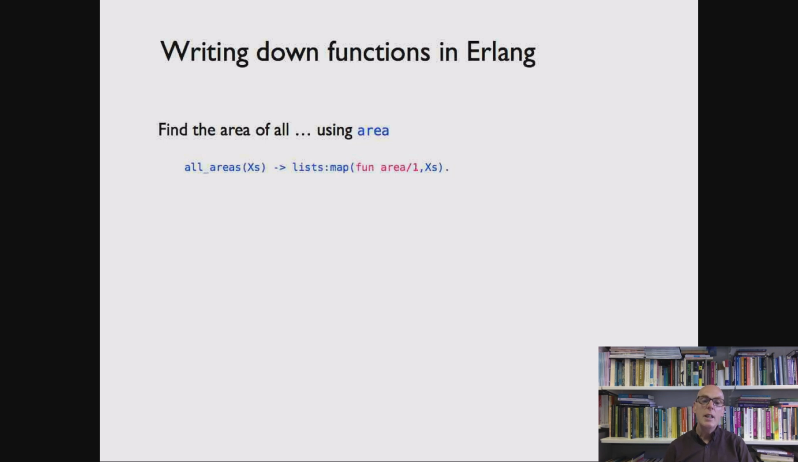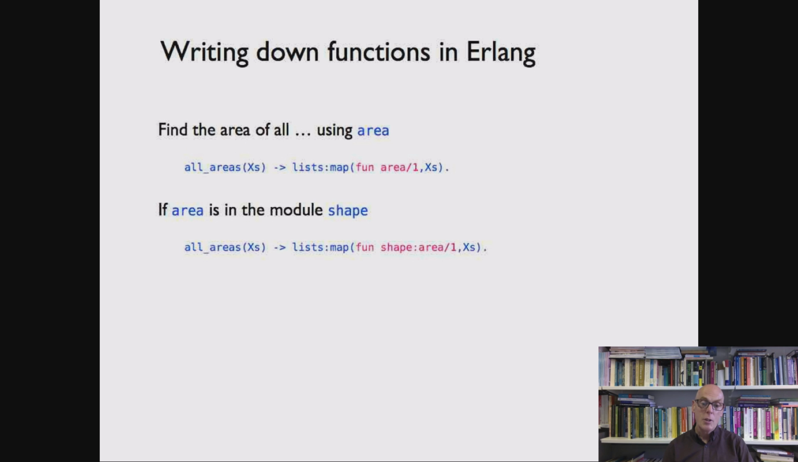So here we see an example of how to define the all areas function by applying map. And supposing area is defined in the same module, what we do is call lists:map, and then we say we want to apply this to a function, so we say fun, and then we give the name of the function and its arity. So we've done it by saying fun area/1.